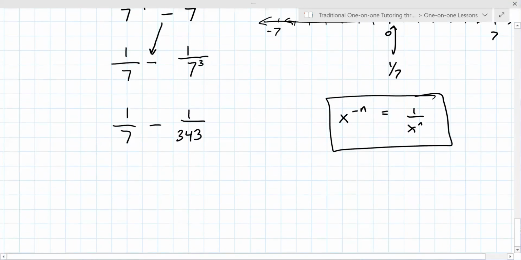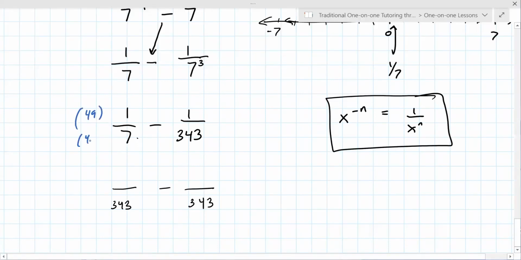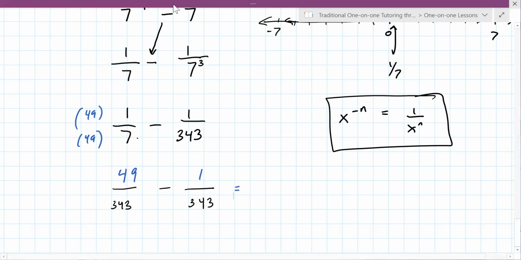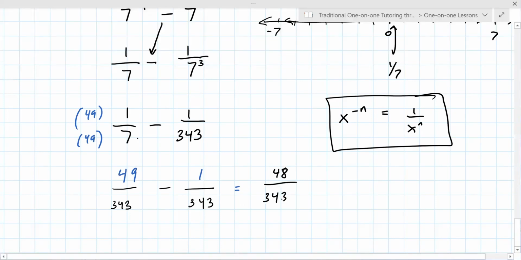1/343. Now this is where I think I can offer some help to make this faster. You need a common denominator to be able to subtract these. 7 times 7 times another 7 gets you to 343. So do you see that you have to multiply both the top and the bottom by 49? Yeah. So that means 49 goes up here minus 1, which is 48 over 343.